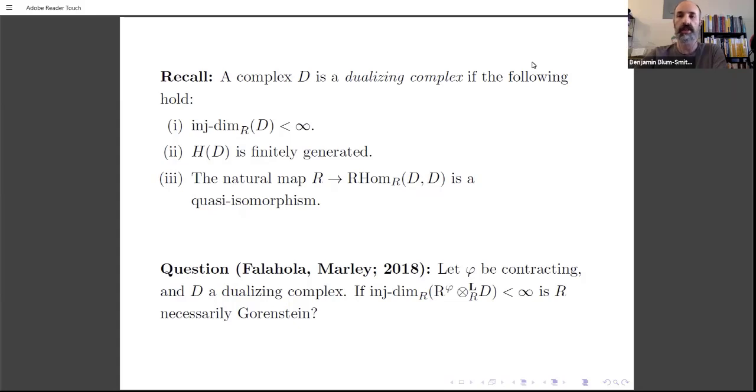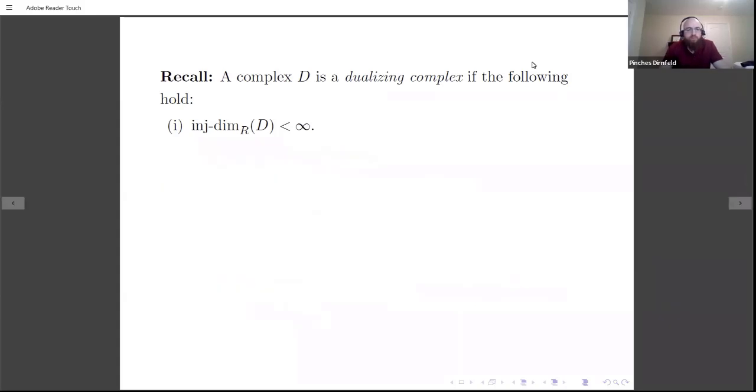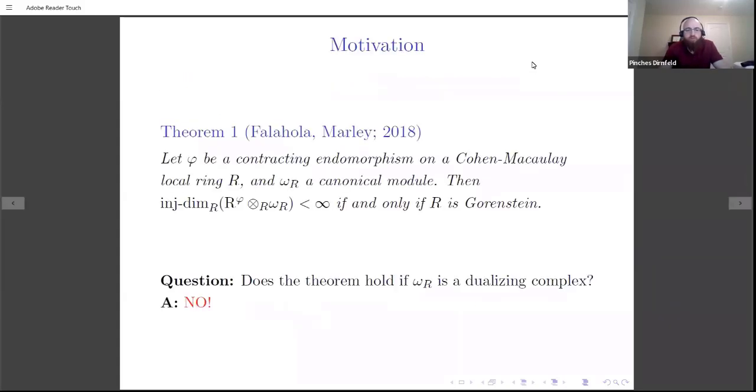So this is an attempt to generalize to non-Cohen-Macaulay rings by replacing the canonical module with the dualizing complex. I'm not sure if it's an actual generalization. So that's an interesting question. Foxby and Marley showed that replacing omega R with a dualizing complex cannot work, right?